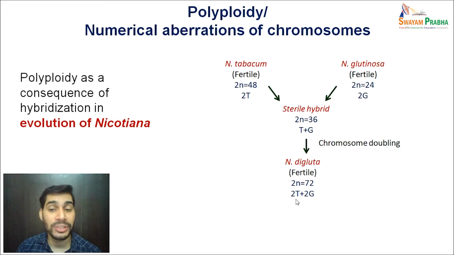So this is 2T plus 2G. So instead of 48 chromosomes here, or 24 chromosomes, or 36 chromosomes, now this plant has 72 chromosomes, which is a polyploidy situation. But this shows how this plant evolved because of hybridization and polyploidy.